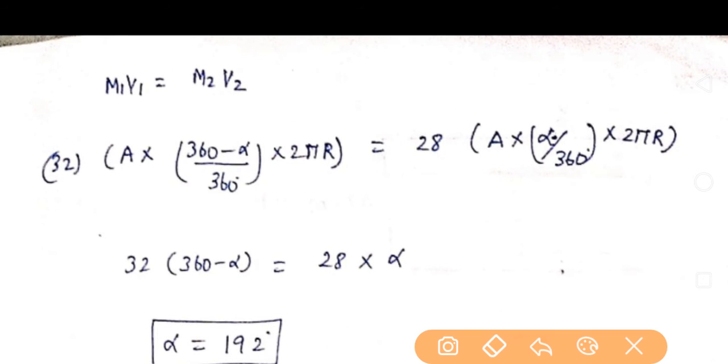So shall we write M1 V1 is equal to M2 V2? So what is M1? 32. What is M2? 28. Now we need to find the volume. How to find the volume?